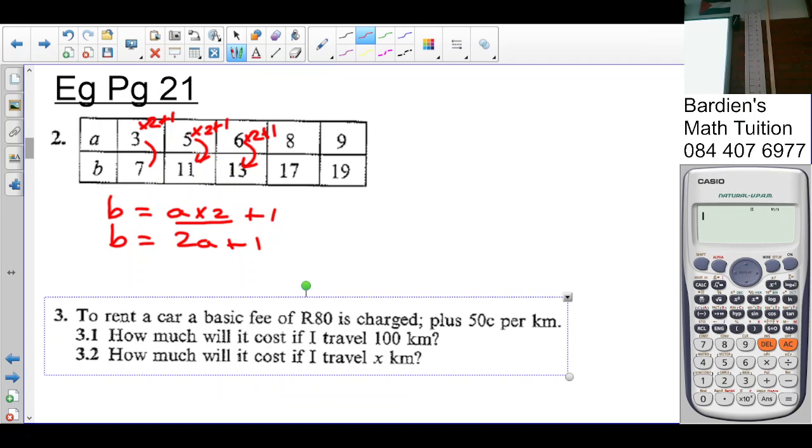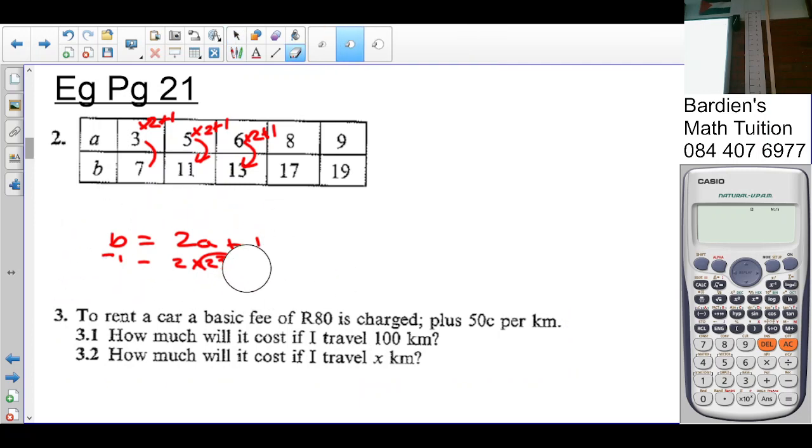What if a is 51? If b is 51, then it's 2 times 25 plus 1. So a would have been 25. Does it make sense? Okay. It's fairly simple, no?